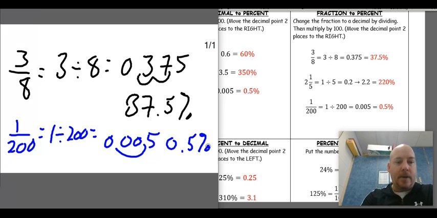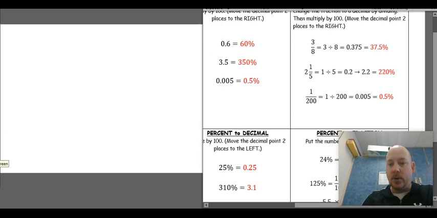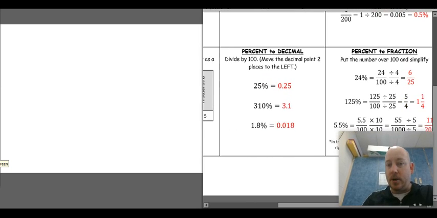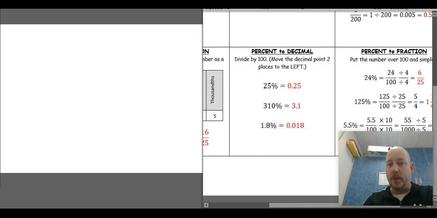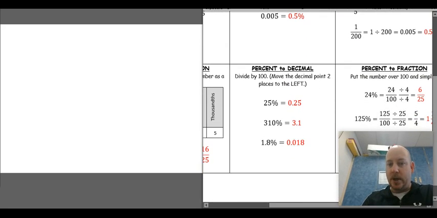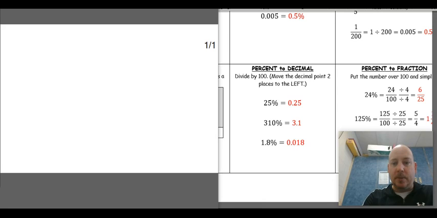Now if I want to do the opposite, if I want to start with a percent and change it to a fraction, the first thing I want to do is change it to a decimal. Percent to decimal to percent, we move right 2 places, multiplying by 100. To go from percent to decimal, we're just going to undo that. So we're going to divide by 100, move the decimal point left 2 places.